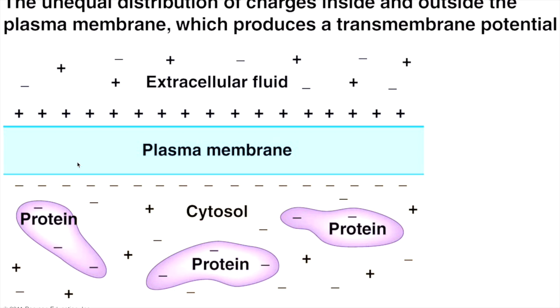So if we look at this as a typical cell, here's the inside of the cell, here's the outside of the cell, and we can see it's negative inside. It's due to these negatively charged proteins and differences in ionic concentrations. So there are more positively charged ions outside the cell than there are inside the cell.